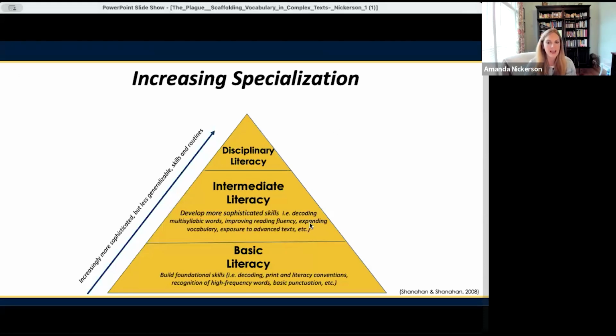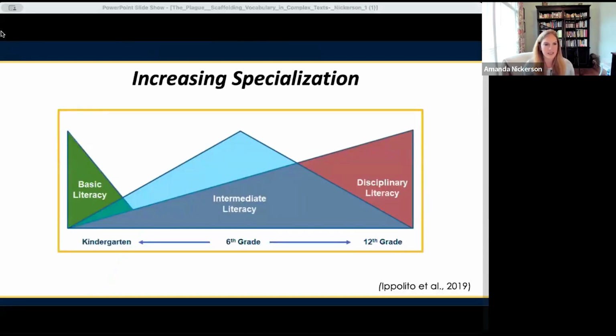And so all of that has importance, but you'll notice that no matter what is at the foundation of this pyramid, it's still all dependent on having strong basic literacy skills and being able to access the text that we're putting in front of our students. So this is the last way I want to frame this before we go into the meat and potatoes of this. I want you to think about increasing specialization a different way.